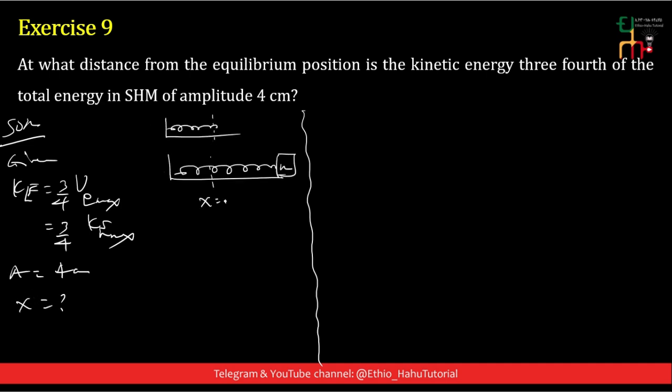This is x is equal to 0 and this is x is equal to a, and this is a point between the lowest point or the equilibrium point and the maximum point. And let's assume this is A, this is B, and this is C. This distance is X, this distance is A.